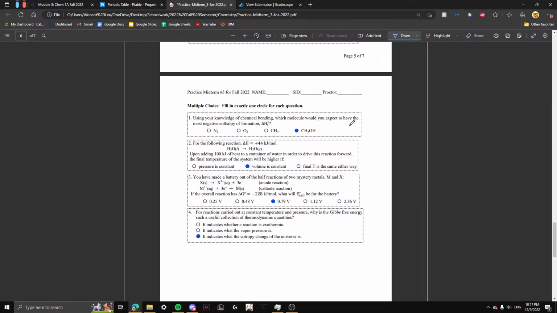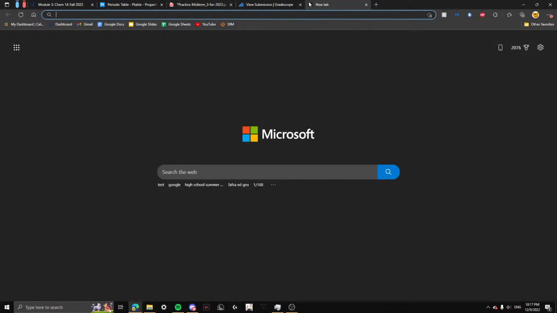Next, which molecule would you expect to have the most negative energy of formation? All we do is ask which one would probably release energy when it's being formed. We know N2 exists normally, O2 exists normally, and methane exists normally. So I immediately assumed it'd be this one because it's the only one that probably doesn't occur naturally, or is a rare version of the molecule. Also, it's heavier. Because this would probably be 0, this would probably be 0, and this would probably be close to 0, if not 0. Let me search that up, I'm curious now.